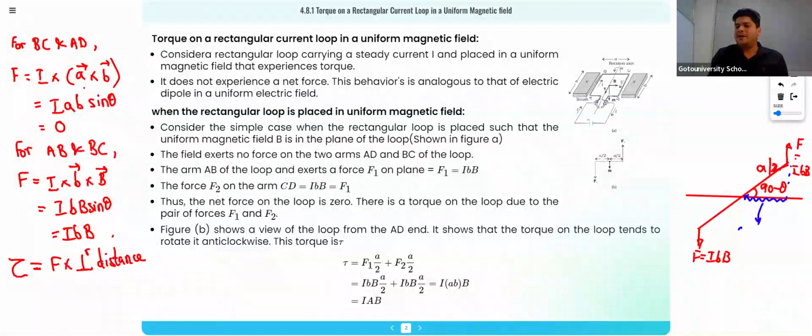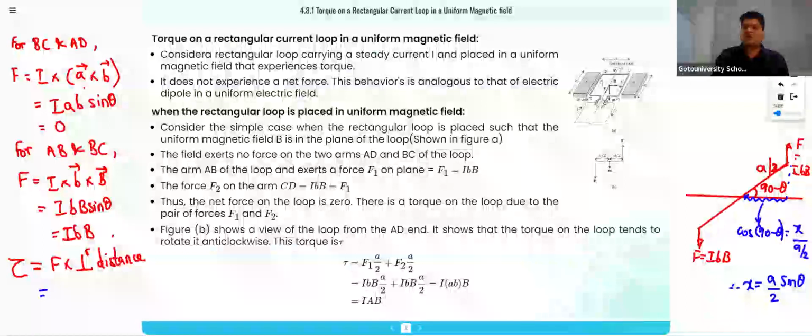How can you find the perpendicular distance? You can take cos theta. Cos theta means cos of 90 minus theta. Cos theta is adjacent upon hypotenuse. What is adjacent? The part which you want to find, x, upon hypotenuse. What is hypotenuse? A by 2. That means x will be equal to, what is cos 90 minus theta? Yes, sine theta. So x will be equal to A by 2 sine theta.